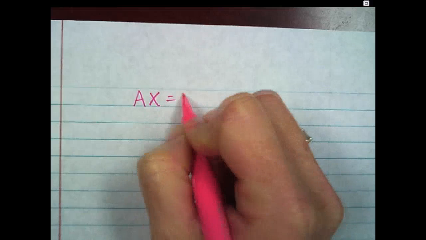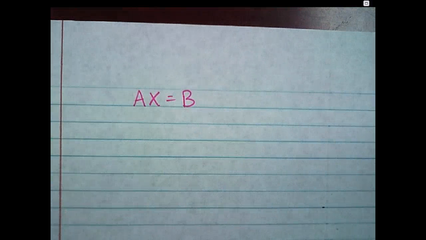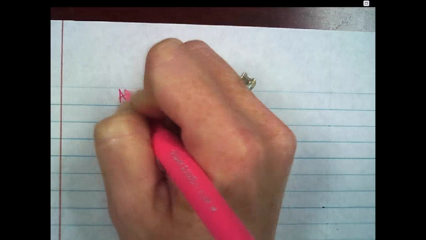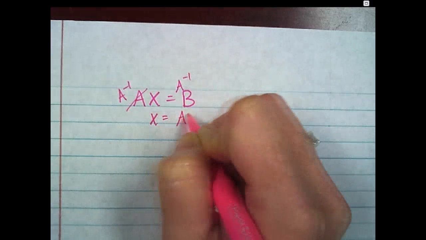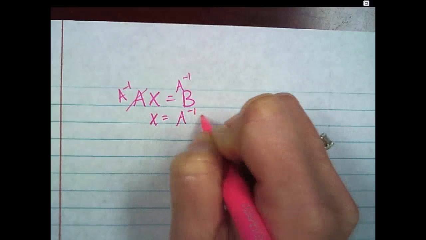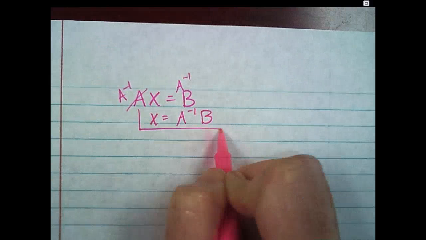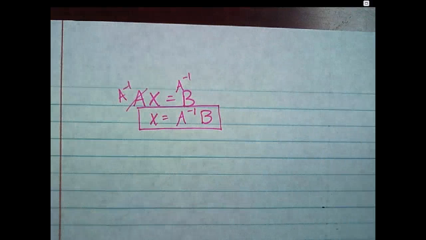Okay, before we start that, I wanna remind you, if I gave you A times X equals B, how would you solve for X? We kind of already talked about this. Normally you would divide both sides by A, but you can't divide a matrix. So you would multiply both sides by A to the negative 1. So X would now equal A to the negative 1, or in other words, the inverse of A, times B. That's how you would solve it.